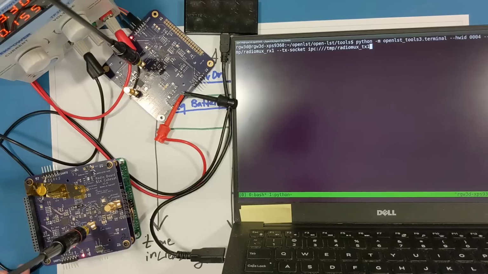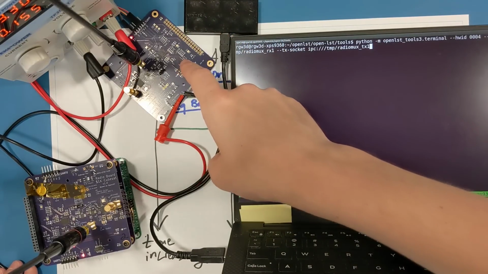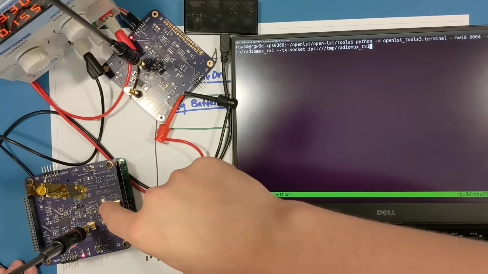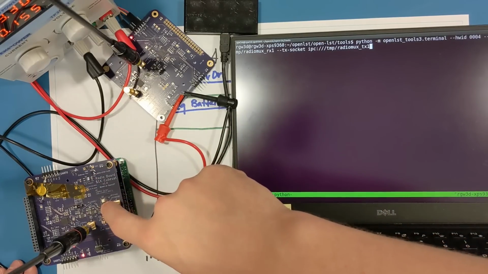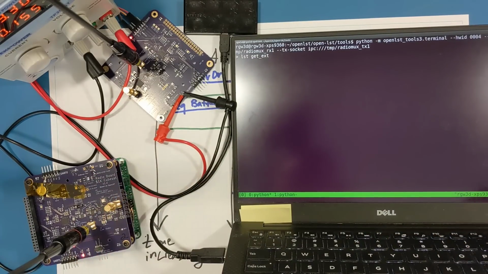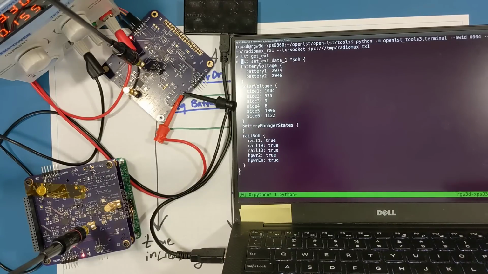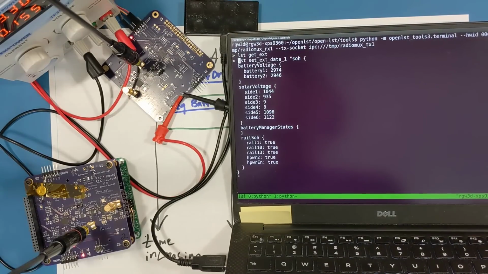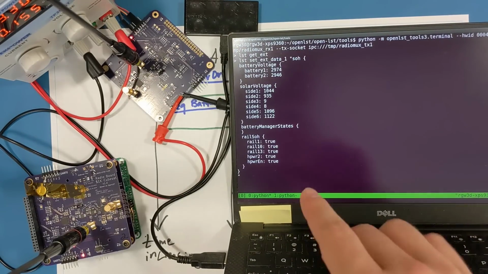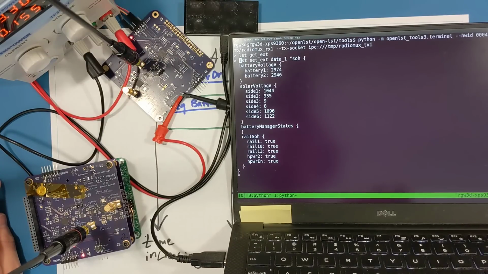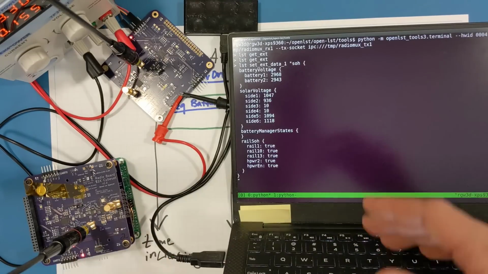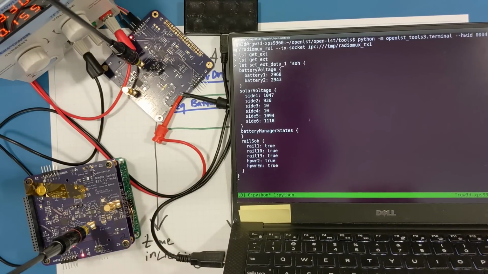So I'm sending commands to this radio with the destination ID of 4, and this radio has its ID set to 4. So I send the get external command, and after just a little while, it comes back with some battery voltage information, some solar voltage information, and some information on what each power rail is set to. And if we run it again, we get similar but slightly different results.